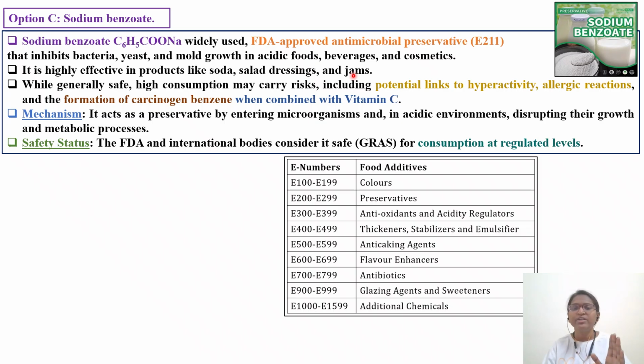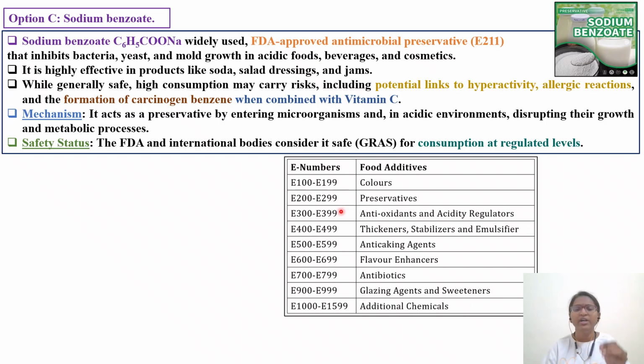Okay, and an important thing you have to see, it has been given a number, E211. For food additives, a series of numbers is given, like in the case of impurities or ICH guidelines, where you have the ICH Q guideline. Similarly, for additives, E numbers are given. Sodium benzoate is given 211, because it acts as a preservative. All the approved preservatives are given the series E200 to E299. This you have to remember.